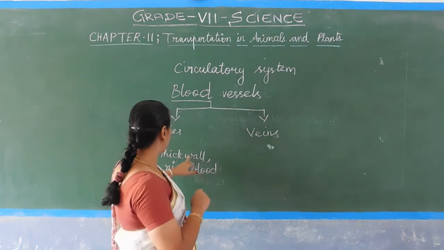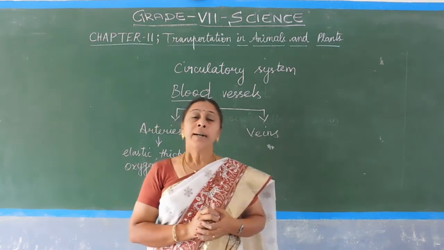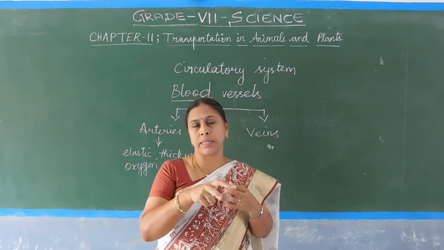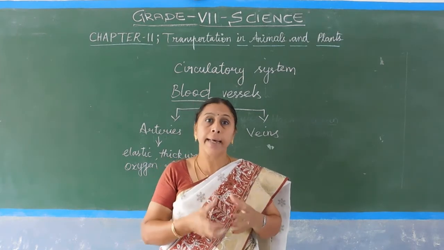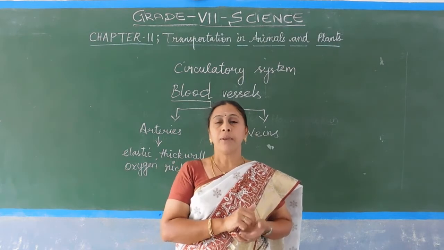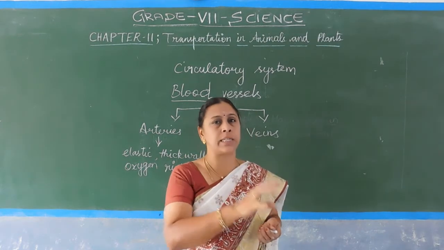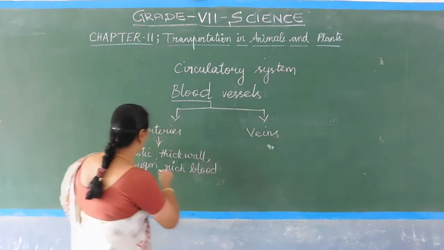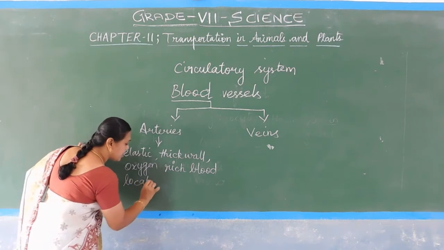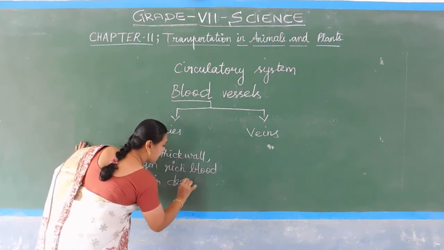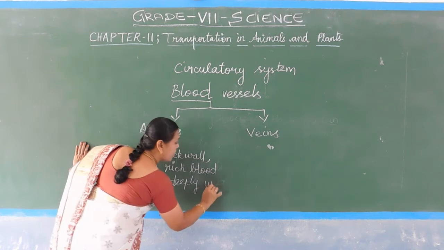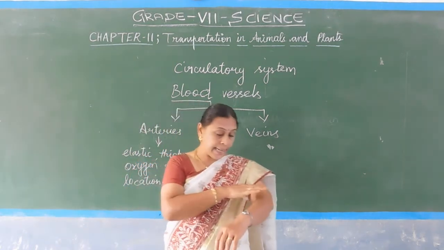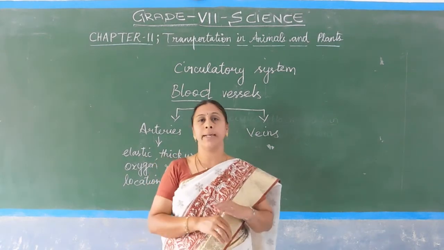Why do these arteries have thick walls? They have thick walls because the blood will flow with force. A rapid flow will be there under pressure. It will move in a fast manner with force. That is why the arteries have thick walls, and its location is deep under the skin. It is not seen on the surface. It is located deeply under the skin. We cannot view the arteries.